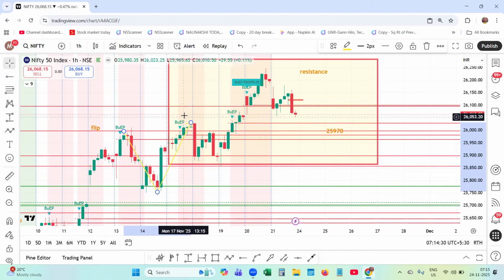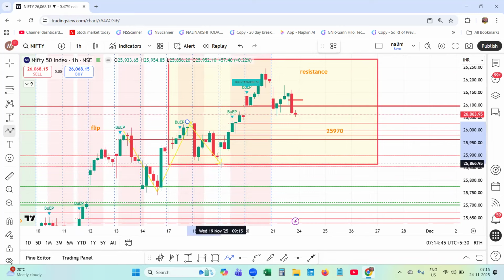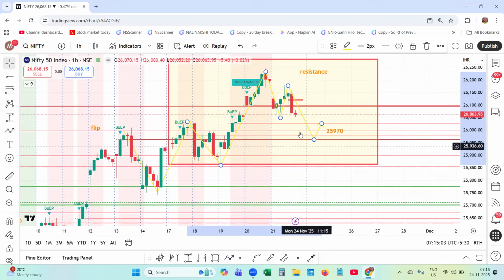25,784. The market has come down, broken above, a new bullish level has been formed and it reclaimed this support. Higher high and higher low, and the market has moved here. Now it is coming down and made a lower high and it is approaching this level. So if the market takes support at this level, this is the major support level.